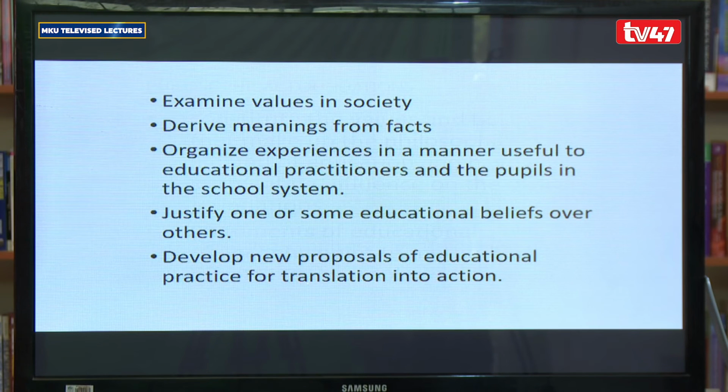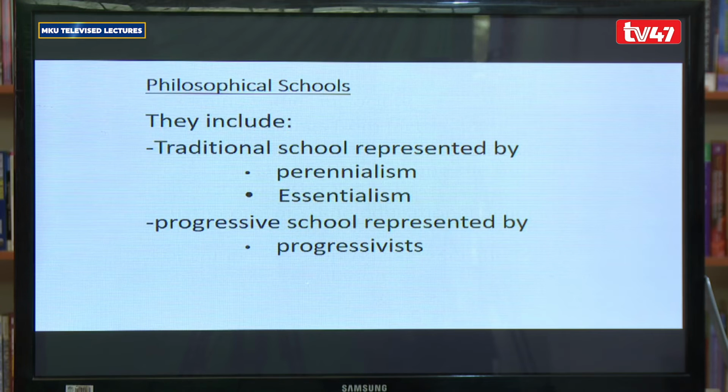And what do the philosophers do? They examine the values in the society. They derive meaning from facts. They organize experiences in a manner that is useful to educational practitioners and to the pupils in the school system. They also justify one or some educational beliefs over the others. They develop new proposals of educational practice for translation into action.